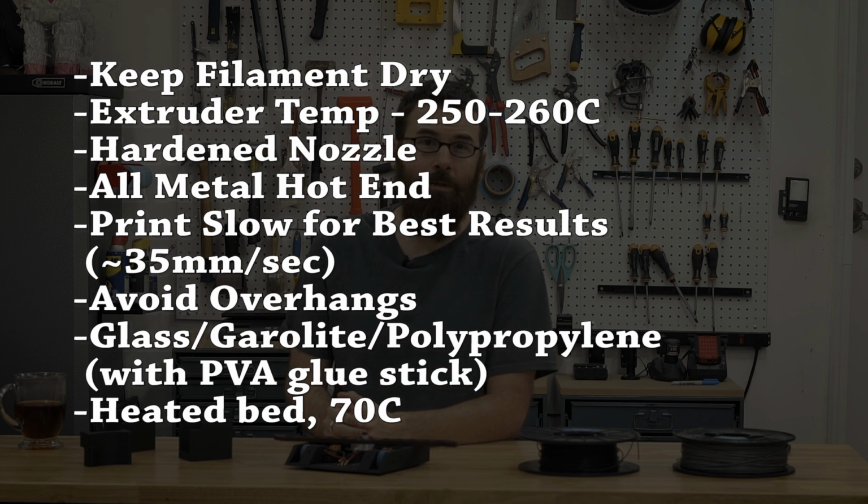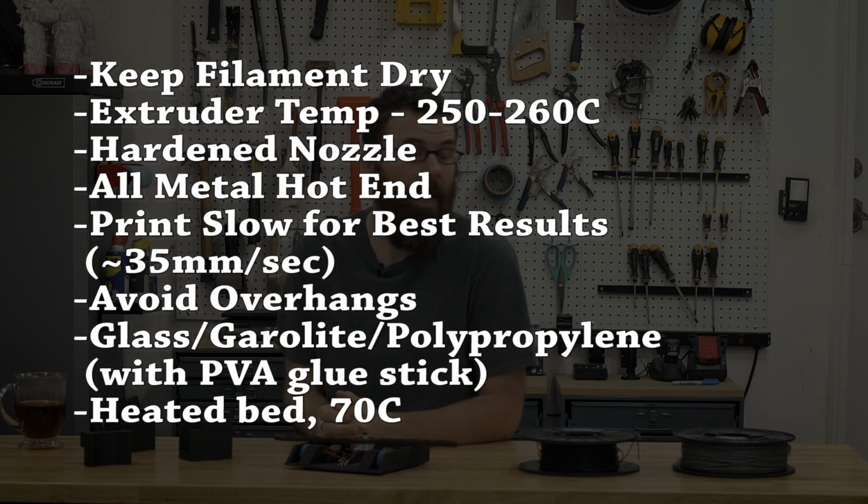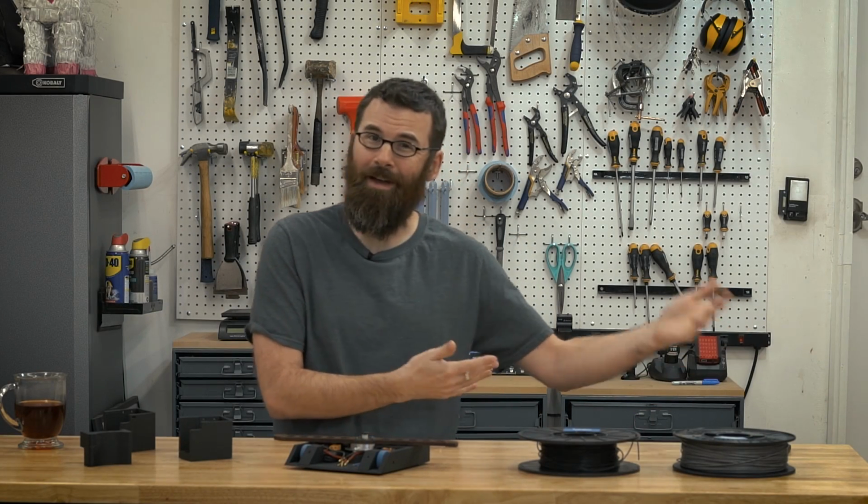Overhangs are very difficult to print, so avoid overhangs. I had no issues whatsoever with support material, so support material is a go. And then regarding the bed material, either a glass, a Garolite, or a polypropylene bed, any combination of those should work. For the glass and the polypropylene, I had really good luck using the PVA glue sticks. And once again, the bed temperature was about 70 degrees. So hopefully that is everything you need to know to print with Nylon-X and other nylon-based filaments.